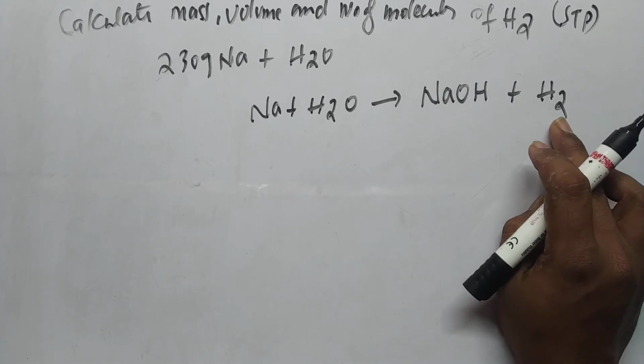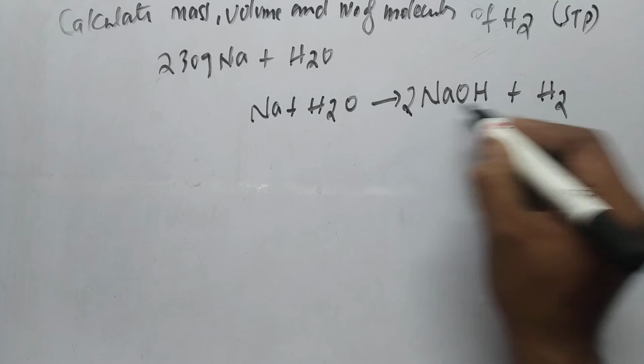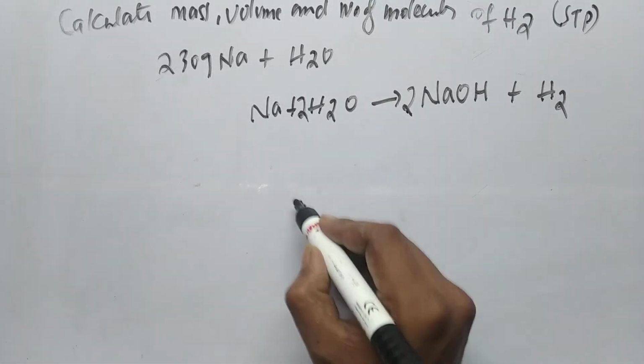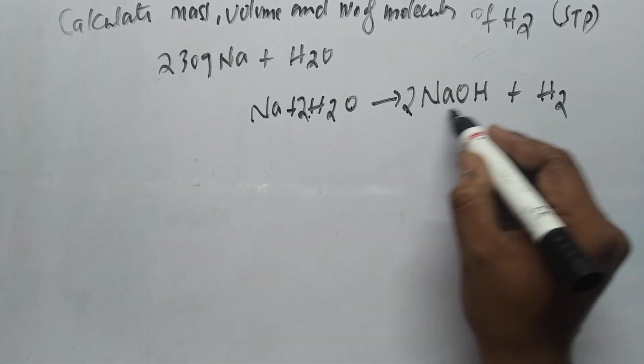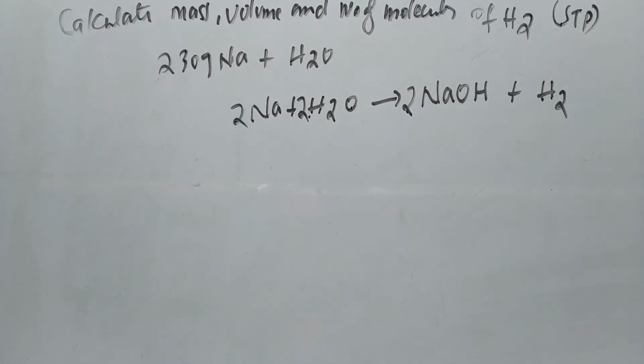See here we have 2 hydrogens plus 3. Here we have 2. So we will make it double. So 2 plus 2, 4 hydrogens. Here we'll make it 2. So we have 2 oxygen, 2 oxygen. Let me balance the sodium. 2 sodium, 2 sodium. So after balancing, we need to calculate their individual mass.